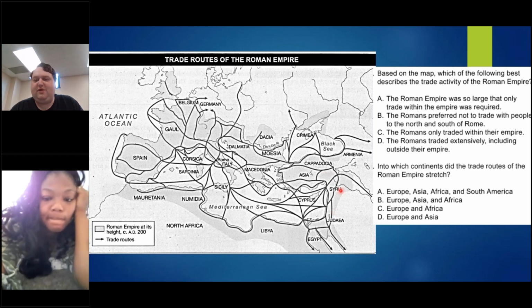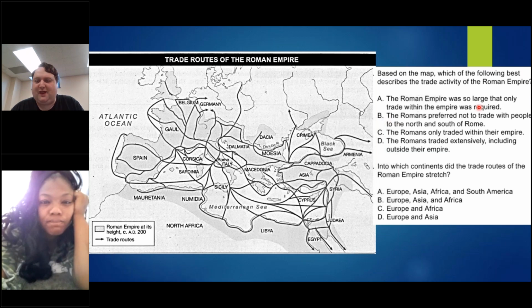So what we can see here is that trade went outside of the empire. It was not just within the empire. So right, A is probably not going to be correct. All right, so let's look at B here. The Romans preferred not to trade with people north and south of Rome. Well, first I have to find Rome. And Rome is going to be right here in the middle.